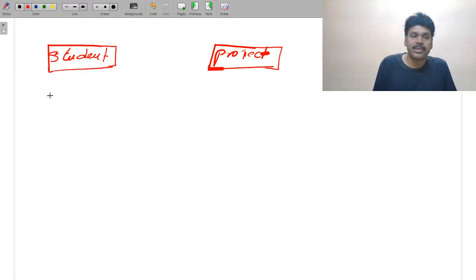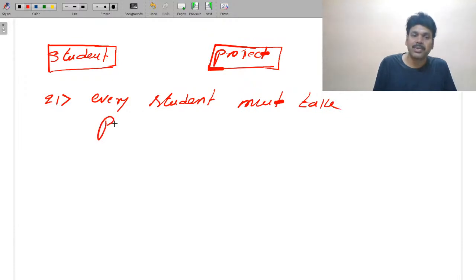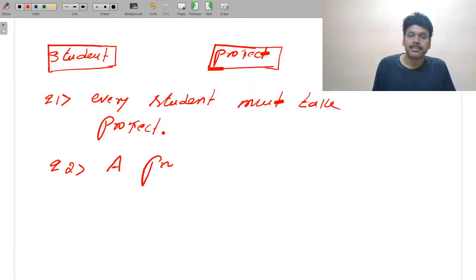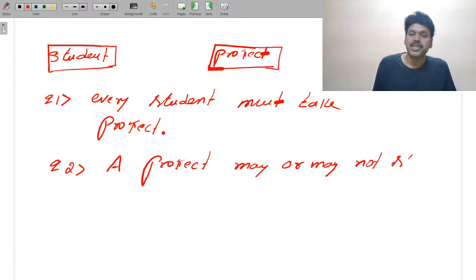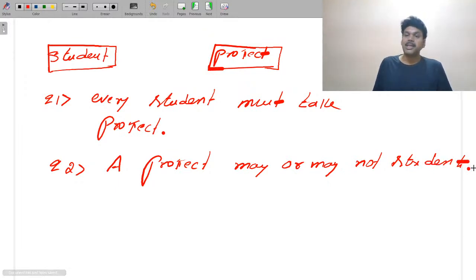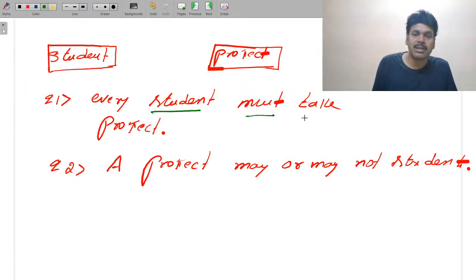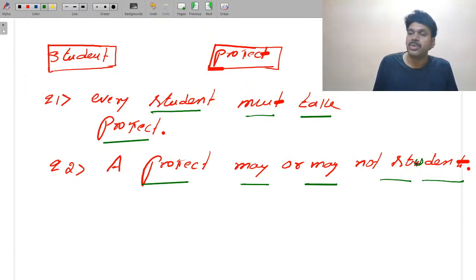Now I am telling you like this. Every student must take a project. Every student must take a project, mandatory. And point number 2, a project may or may not have students. It's not compulsory that every project is supposed to have students, but it's compulsory that every student must take the project. On the other side, a project may or may not have students. Now you come to the point. A student must take at least one project, but a project may or may not have students. So when I'm talking about this kind of thing, he is asking about minimum occurrences.